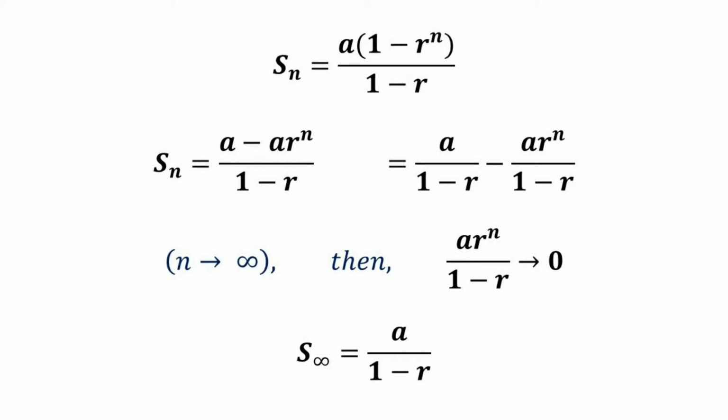Now we are going to consider the infinite geometric progression. The number of terms in an infinite geometric progression will approach infinity. That is, n approaches infinity when the number of terms in a geometric progression is infinite. When n approaches infinity, then r raised to the power n also approaches 0, and hence a into r raised to the power n divided by 1 minus r also approaches 0. Hence the sum of a geometric progression with infinitely many terms is equal to a by 1 minus r.